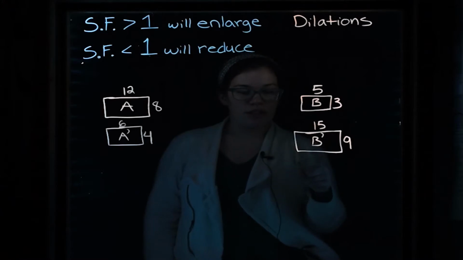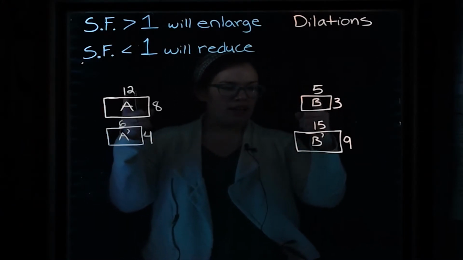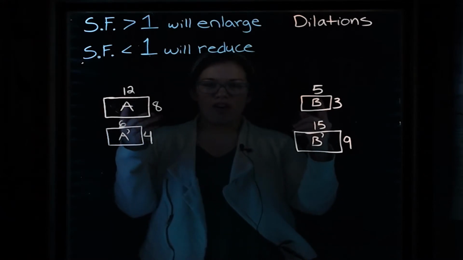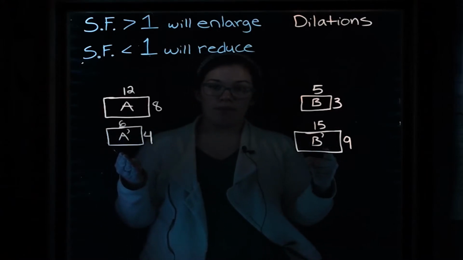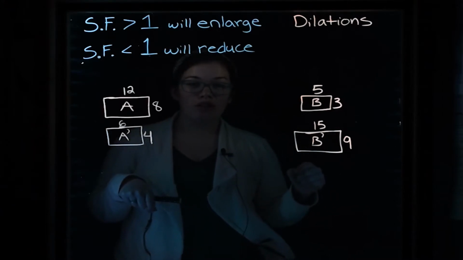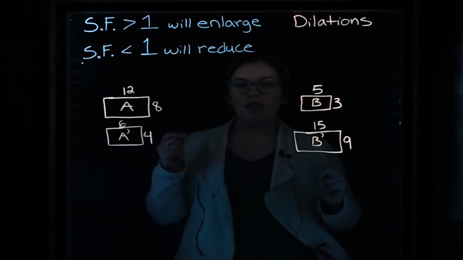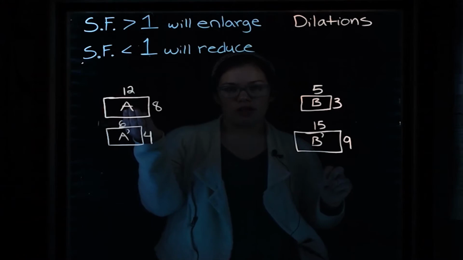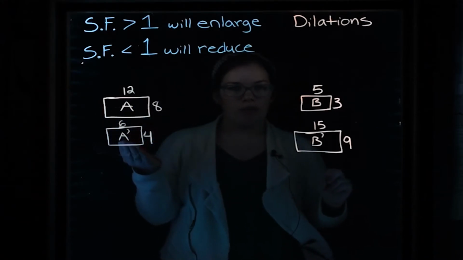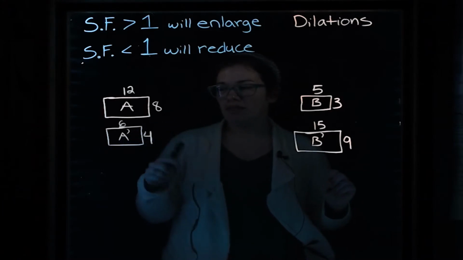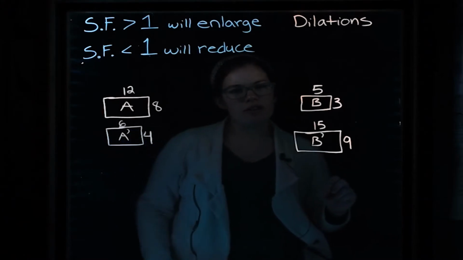In these next 2 examples, I already have my original shape. I have A and B, and then my shapes have already been dilated. I've got my A prime and I've got my B prime. So in these examples, I'm going to show you how to find your scale factor from 2 shapes. Now, when we were given an original shape and then given a scale factor, we multiplied. So we're going to do the opposite. Since we're given our original and our prime, we're going to just divide.